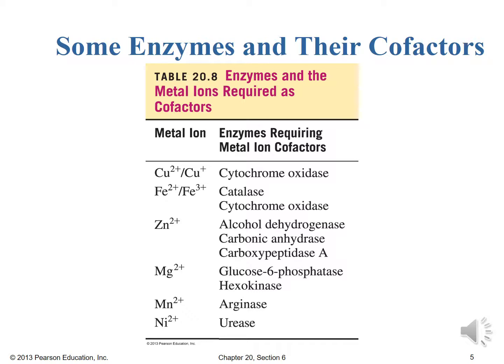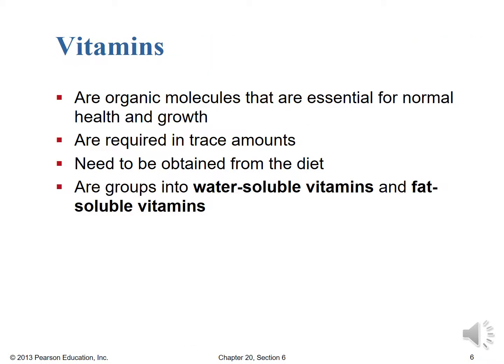And then as we see that zinc 2+, we just talked about it with carboxypeptidase A. It's also involved in carbonic anhydrase, a very important enzyme that helps to stabilize carbon dioxide and water. And then alcohol dehydrogenase, another zinc-containing enzyme. Magnesium 2+ is important for glucose 6-phosphatase and hexokinase, and we have manganese 2+ for arginase and nickel 2+ for urease. So there you see a number of metal ions which we need in very, very small amounts in order to make these enzymes active.